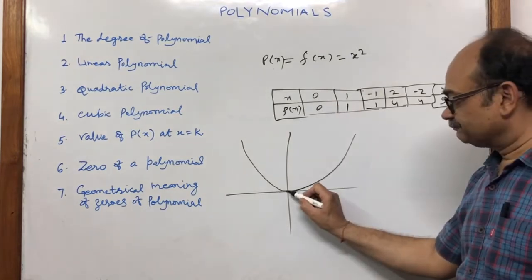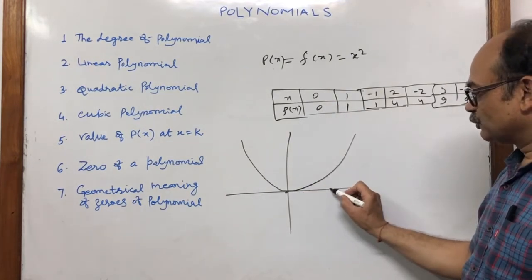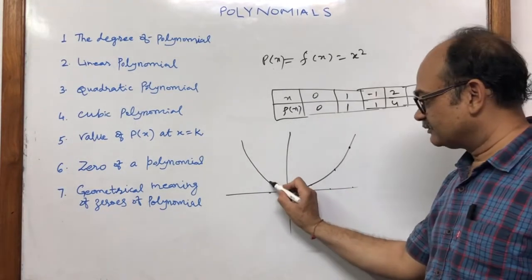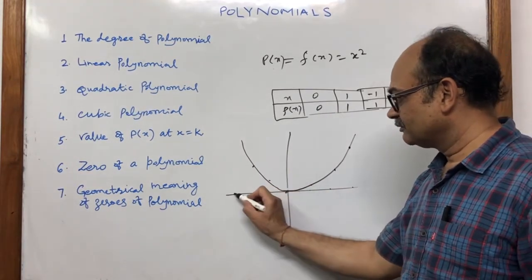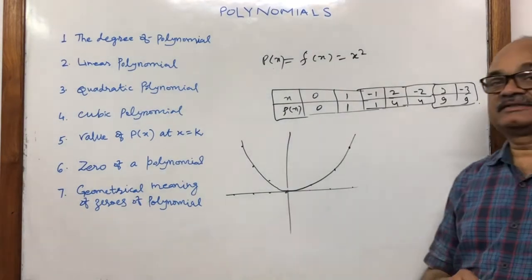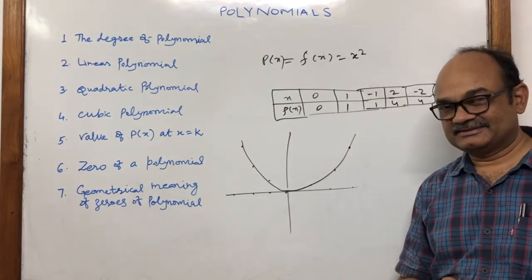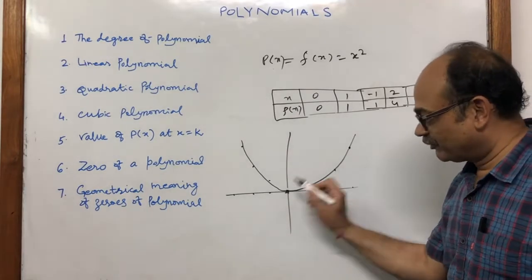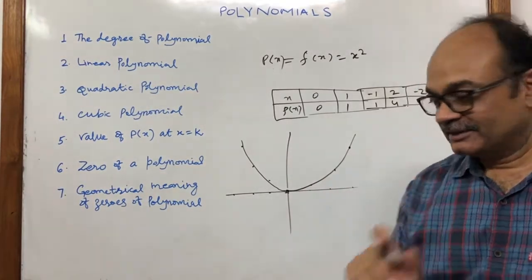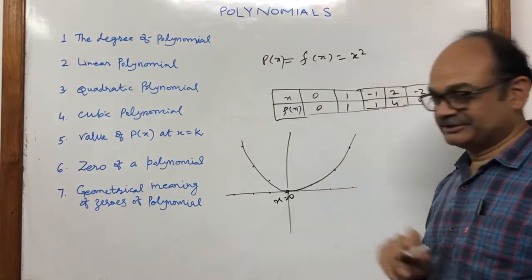Put 0, you get 0. Put 1, 1. Put 2, 4. Put 3, 9. Put minus 1, 1, minus 2, 4, minus 3, 9. How many points will it cut on the x-axis? Only one. It means the zero of the polynomial is only one, that is x equal to 0.